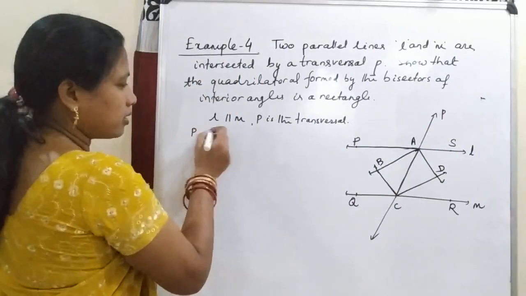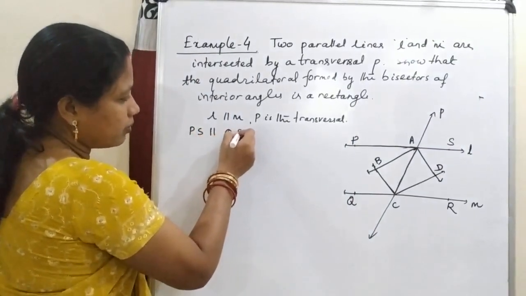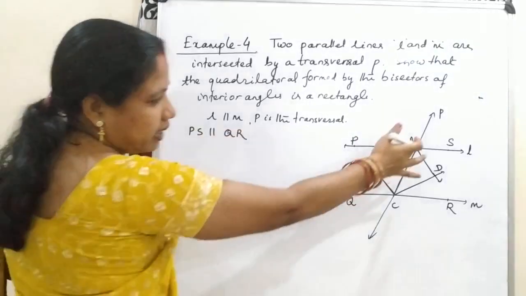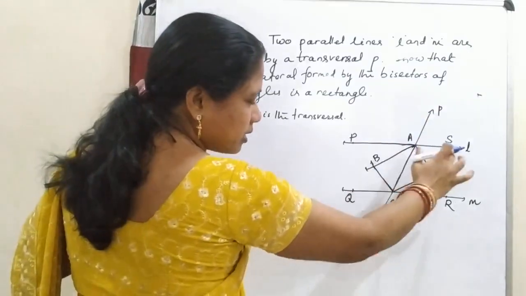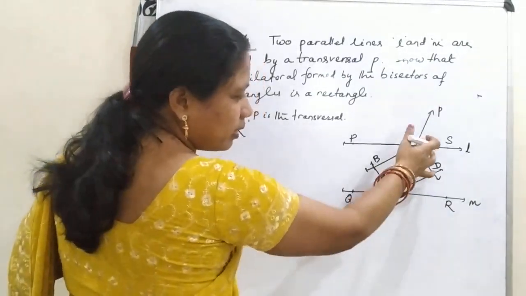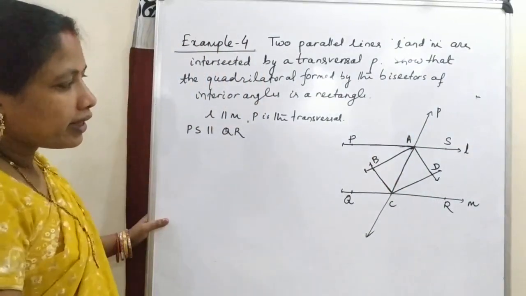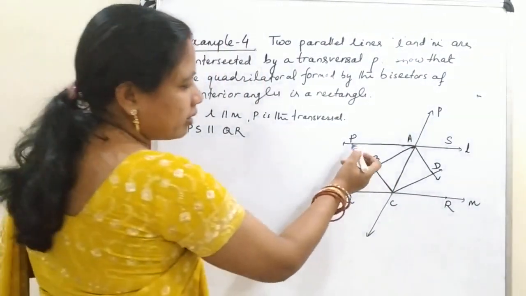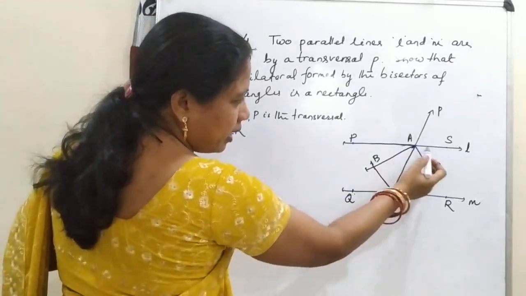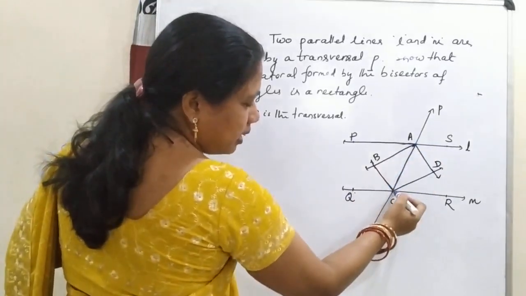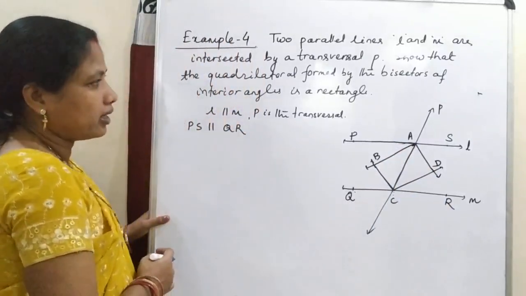According to our diagram, PS is parallel to QR, and the transversal P intersects PS and QR at two points A and C. So what are the interior angles? Here the interior angles are PAC, QCA, SAC and ACR. These are the four interior angles.